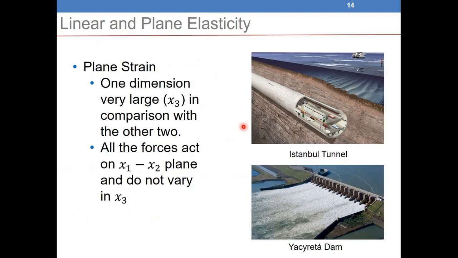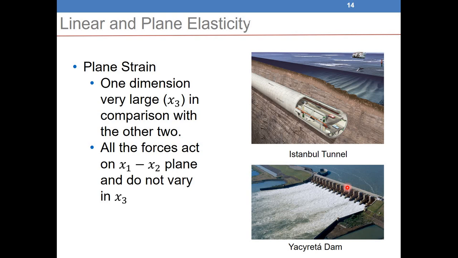So let's see, for example, why the tunnel or a dam. If I look at this tunnel here or at this dam, in both cases we say that we have a plane strain condition. For example, if I look at this dam here, we can see that the length of the dam is too large compared to the width and to the height.